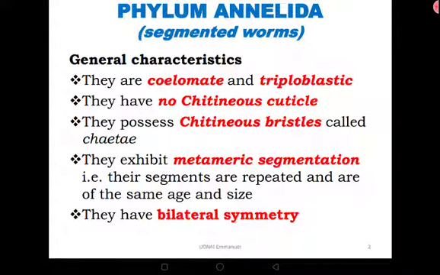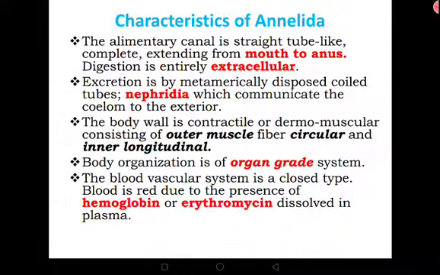They are also bilaterally symmetrical, meaning when you divide them into 2, you can divide them into 2 equal parts. Yes, from anterior to posterior, they can be divided into 2 equal or mirror-like parts. That's what we call bilateral body symmetry. Well, other characteristics include the following.